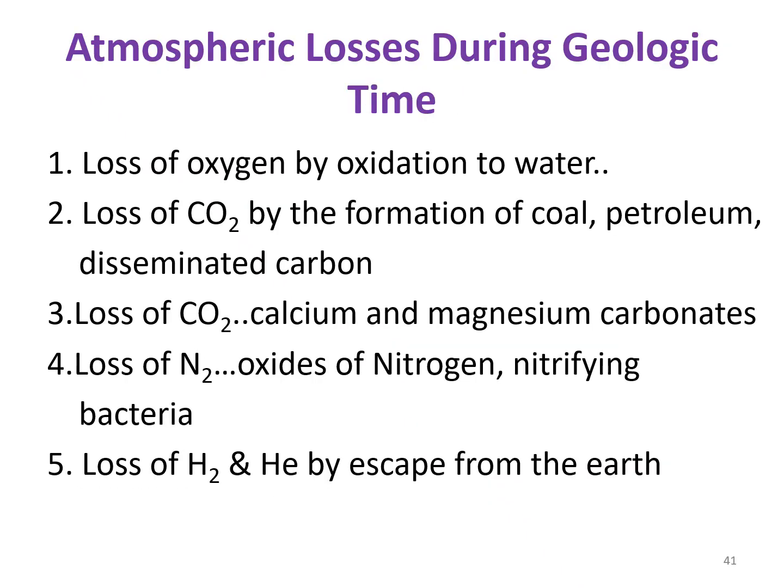Then atmospheric losses during geological time can be read under 5 different points. Number 1, loss of oxygen by oxidation to water. Number 2, loss of carbon dioxide by the formation of coal, petroleum, and disseminated carbon. Number 3, loss of carbon dioxide through calcium and magnesium carbonates. Number 4, loss of nitrogen by oxides of nitrogen and nitrifying bacteria. Number 5, loss of hydrogen and helium by escape from the earth.